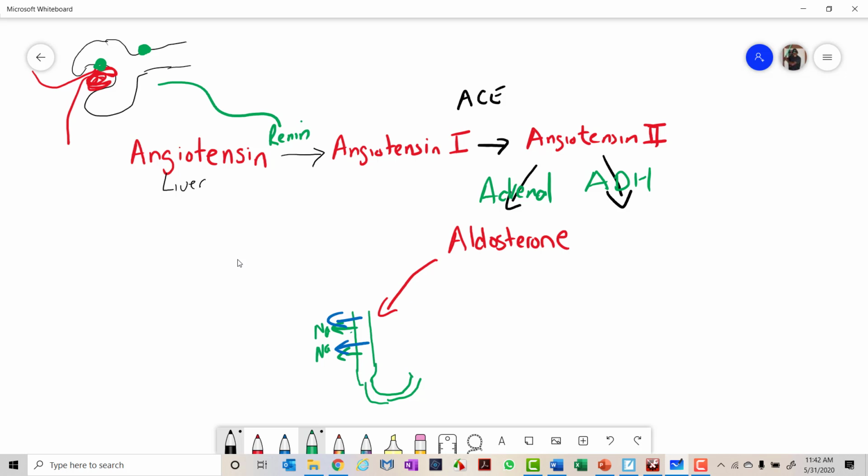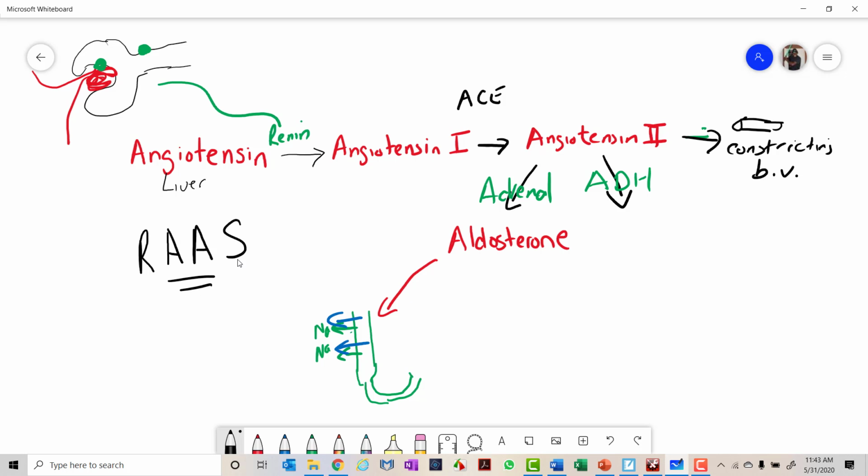It directly impacts blood vessels, making them thinner, constricting them. It increases cardiac output, and it causes the release of aldosterone. So this system here is known as the renin, angiotensin, aldosterone system, which helps increase water. Okay?